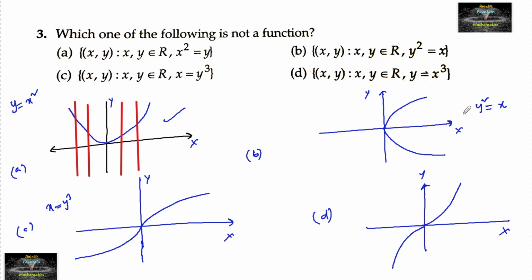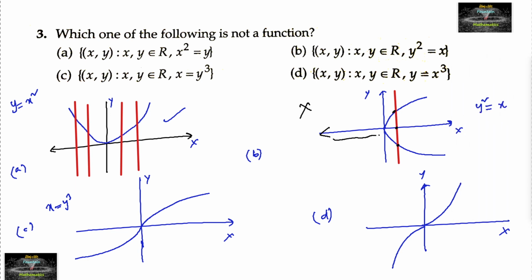And coming to the second one, if I draw one vertical line here, we can observe that it cuts at two points, which means that for one value of x there are two images, which does not satisfy the condition of a function. And also we can see that for negative real numbers in the domain there are no images, so we can say the second one is not a function.